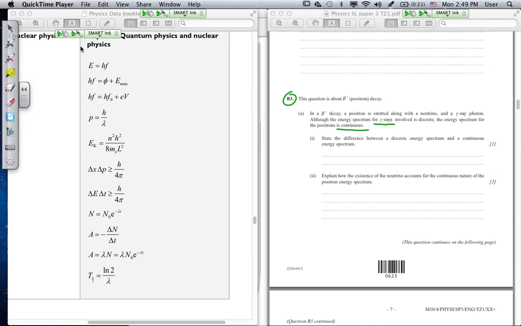State the difference between a discrete energy spectrum and a continuous energy spectrum. With a continuous energy spectrum, the energy can be any value. Energy can take on any value, but with discrete, it takes on a specific value.